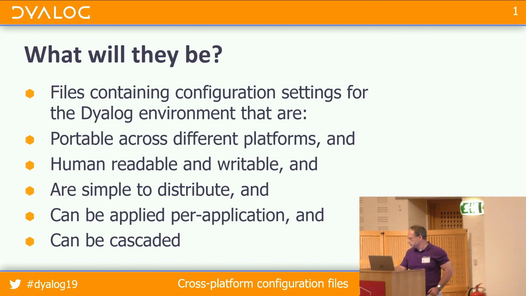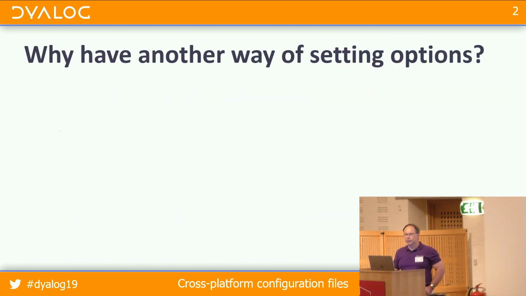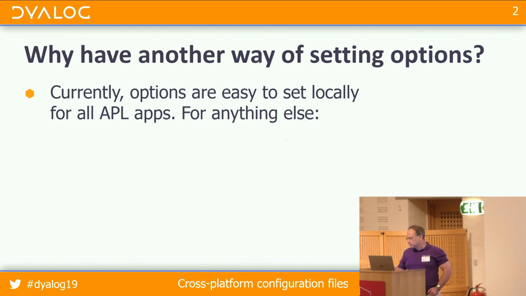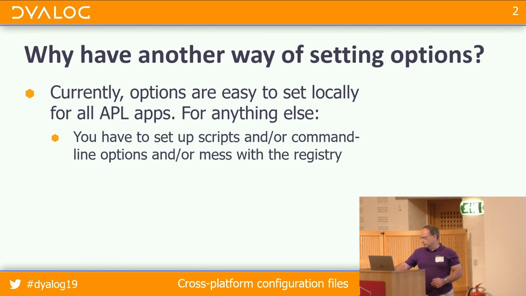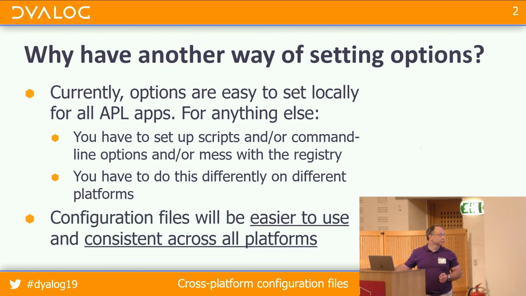I'll elaborate on a couple of those in a moment, but first, why on earth should we come up with another way of setting options in the interpreter? Currently, what we've got makes it very easy to configure your local APL for your entire system, but it's not very good for anything else, for distributing and for having multiple configurations with different applications. You have to mess with scripts or command line options or change the registry. And it's different on different platforms. So what we're coming up with is something that is easier to use and will be consistent across all platforms.